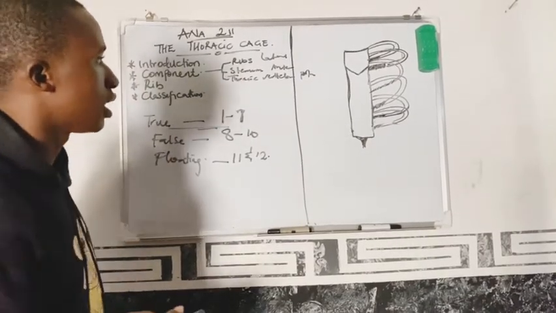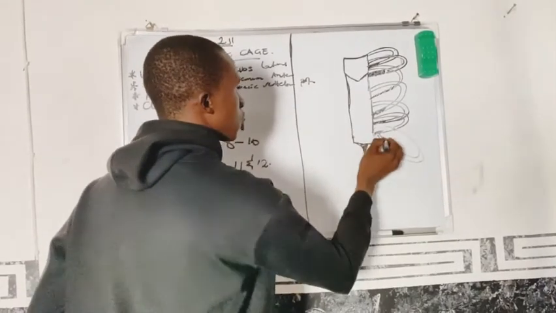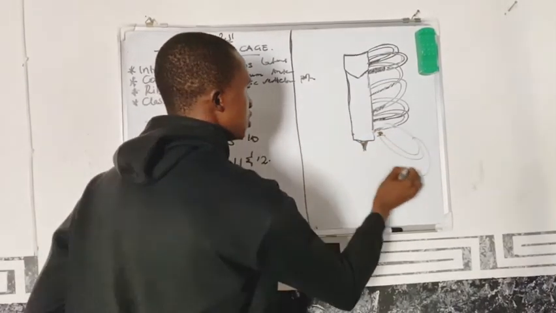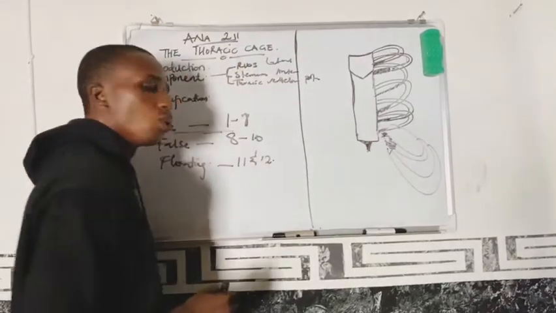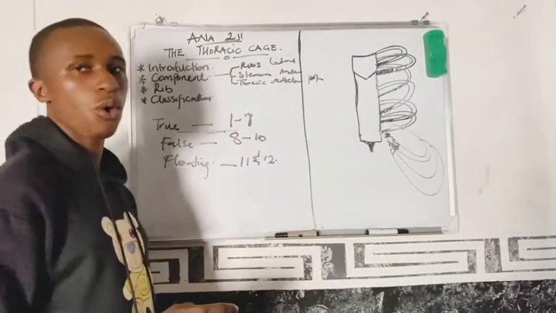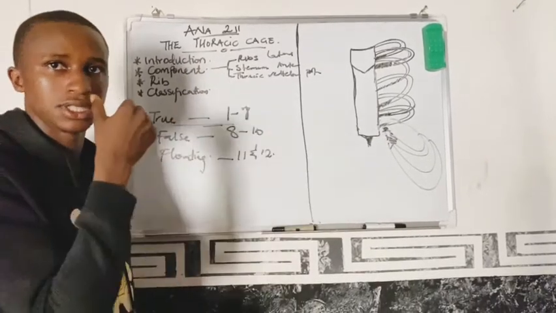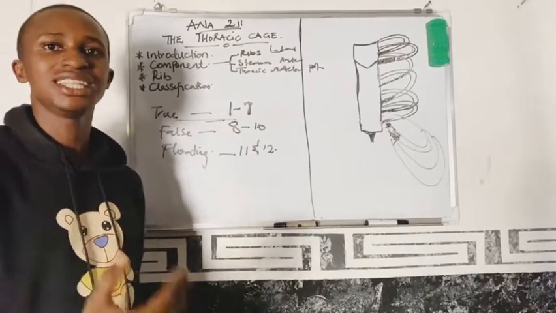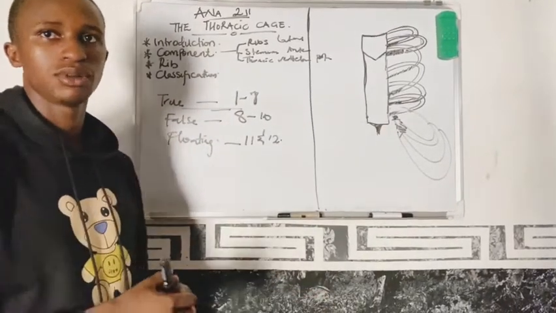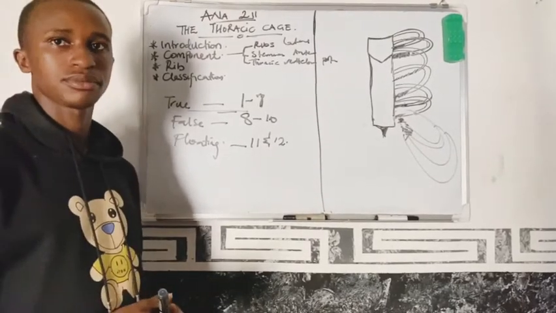False ribs, on the other hand, do not attach to the sternum through their costal cartilages directly. They attach to the costal cartilages of the upper ribs and indirectly touch the sternum. So those ribs whose costal cartilages indirectly touch the sternum are referred to as false ribs.